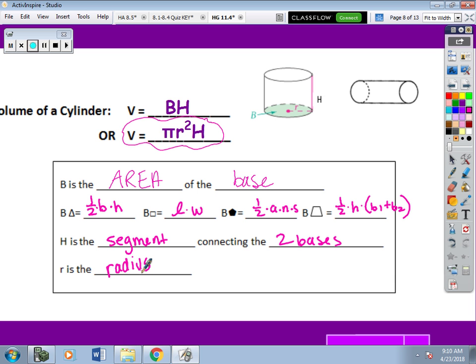And then tomorrow we'll look at the pyramids and the cones, which you'll learn are just a fraction of what the prism would be.